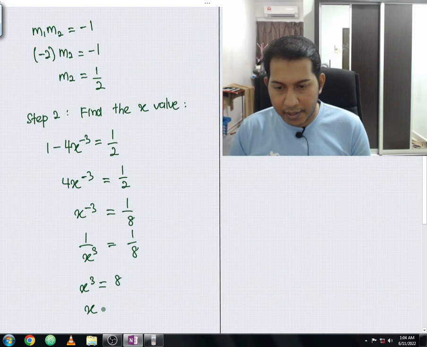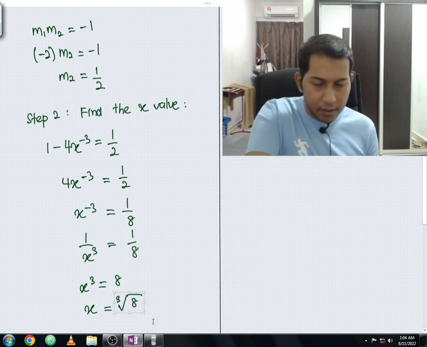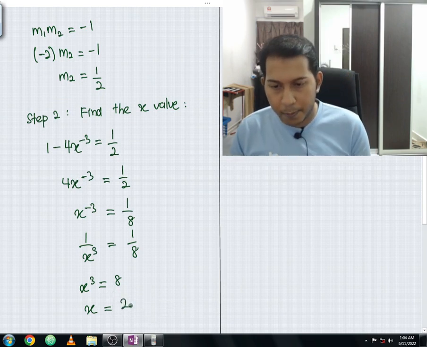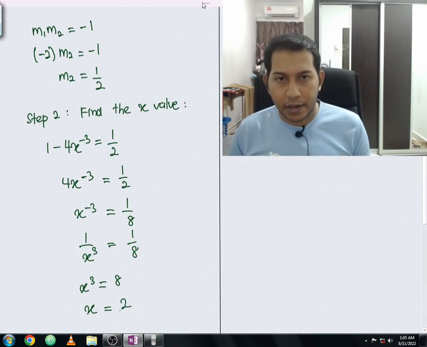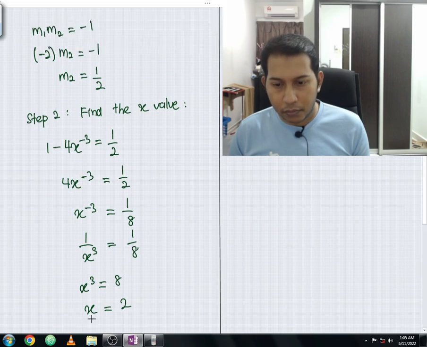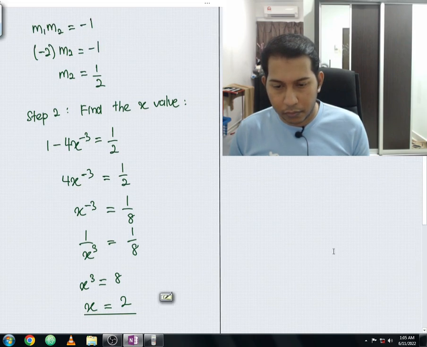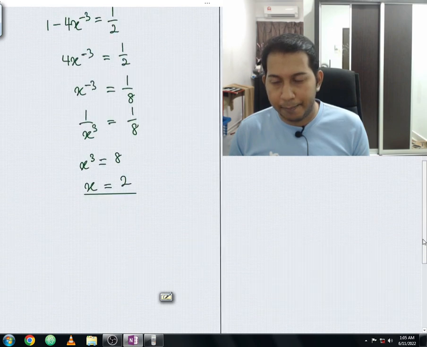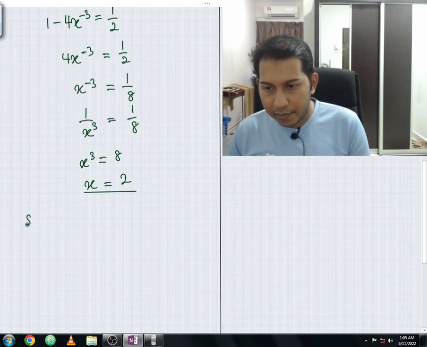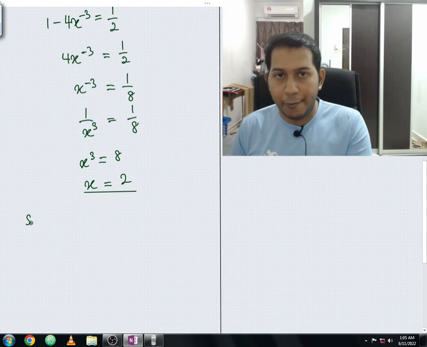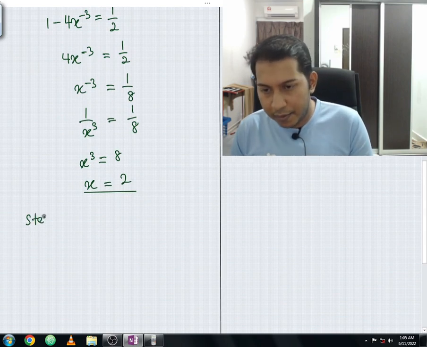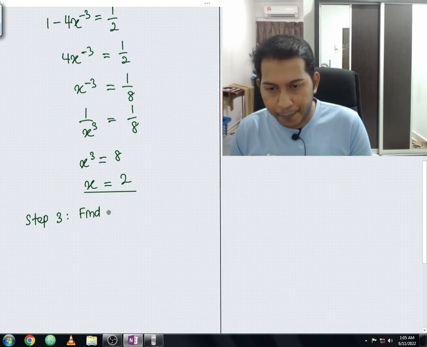So to find your x, x equals the cube root of 8. The cube root of 8 in this case is 2. So from here you already get the x coordinate for P. So this is your second step. And your final step is, guess what? Finding the y value. So step 3, finding the y value.